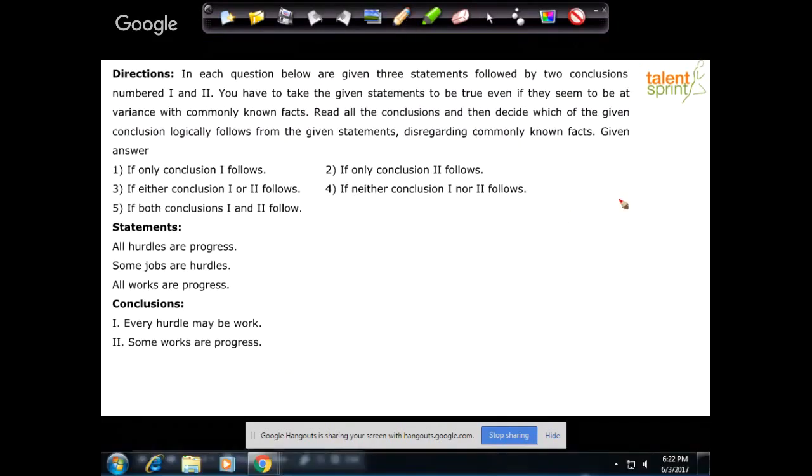This question is also on syllogisms and very much the same diagram. So once again, there is progress for us. Then there are some hurdles. Then, we have some jobs. And here, we have some work. This may have something in common. This may not have something in common. Remember, we are merely drawing conjectures here because we are not sure.